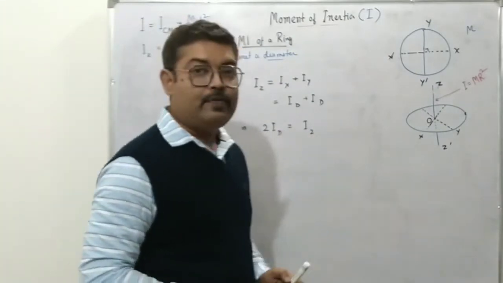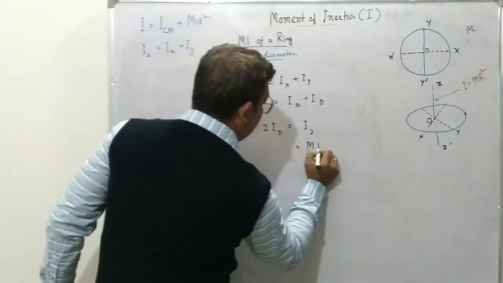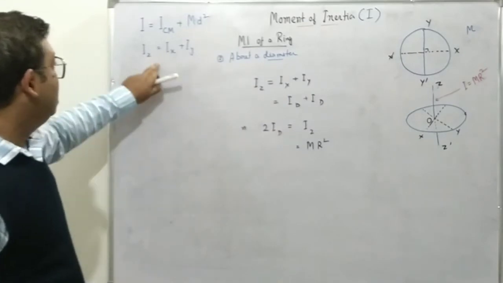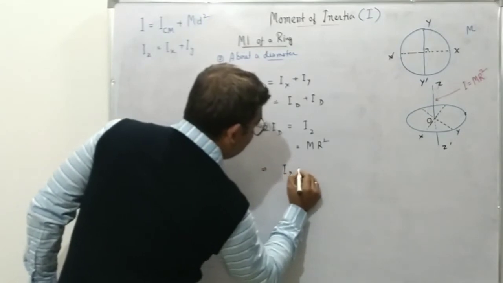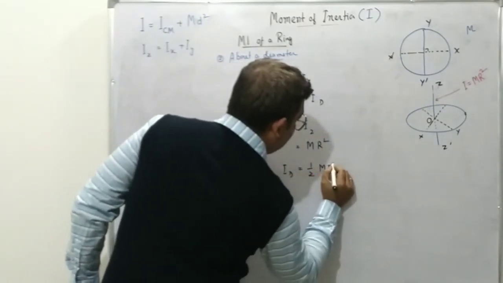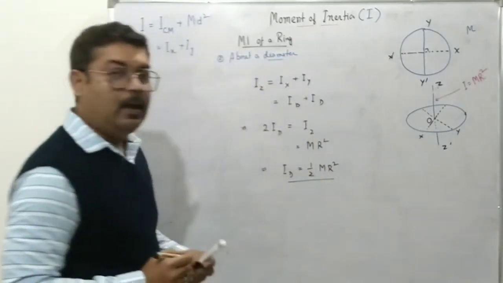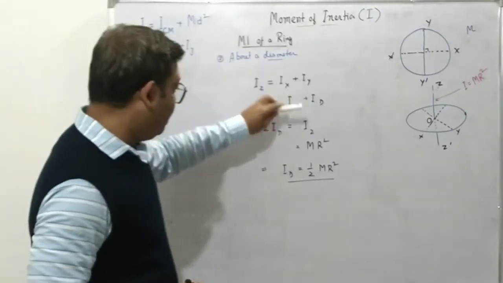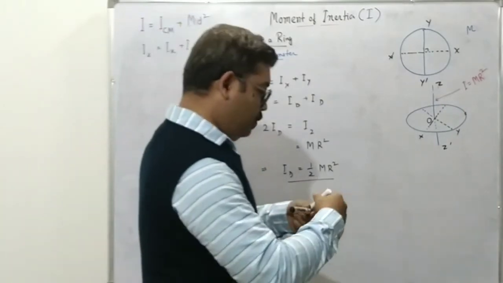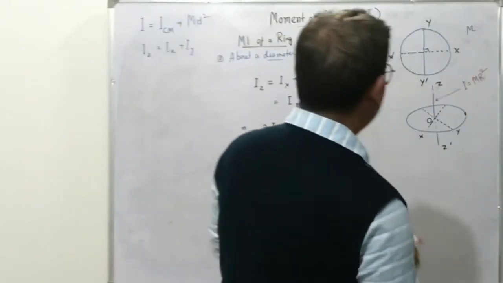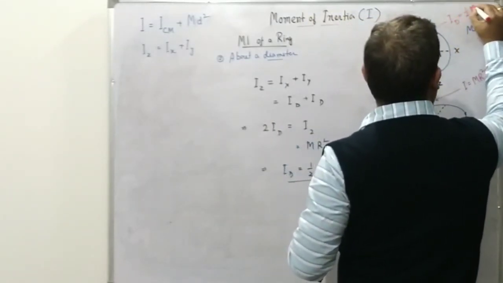However, we have already found this value. This value was mr square. So 2 ID must be equal to m into r square. We are applying the theorem of perpendicular axis here, which will give us ID equal to half m r square. So this is the value for moment of inertia of a ring about any of its diameters, right? So we can write this here somewhere. I about a diameter is equal to half m r squared.